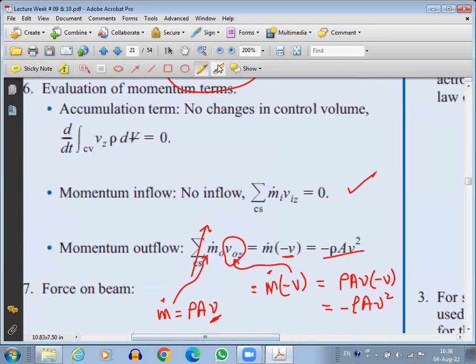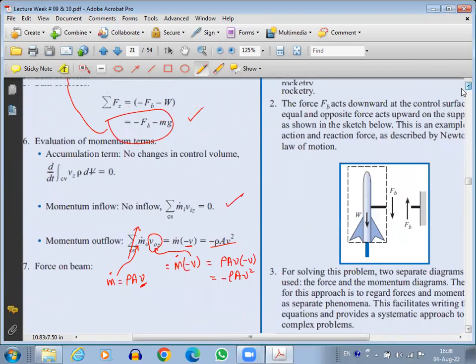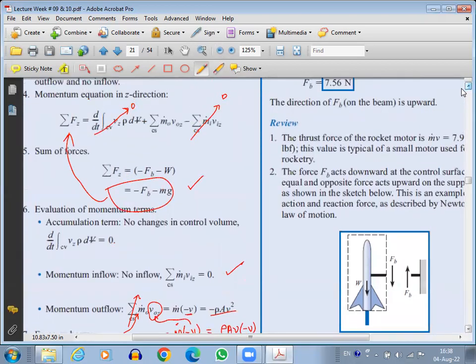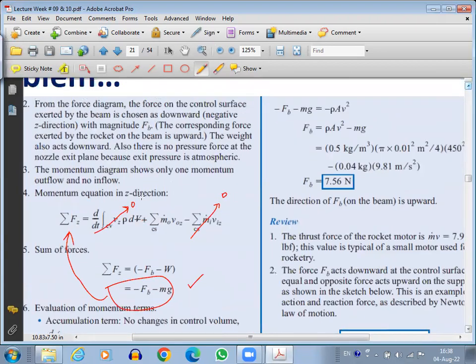Okay, so now we have the outflow component, we have the inflow component, we have the accumulation term 0, we have summation Fz. Just substitute everything. If we substitute everything into the main equation, our main equation becomes like this. Since we want to find out Fb, Fb is equal to rho A v square minus mg.